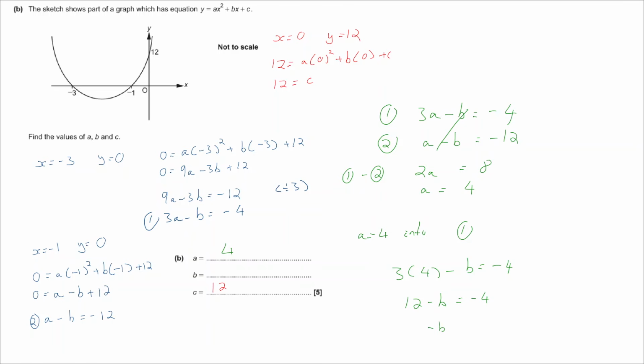So minus b is going to be equal to minus 4 take away 12, which is minus 16. Divide both sides by negative 1. b must be equal to 16. And that's the value of b. So b is 16. Okay, good.